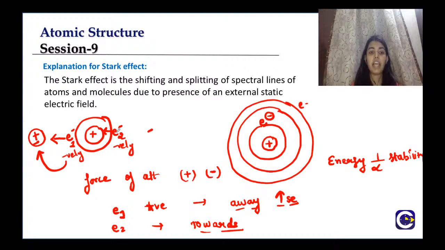But when the electric field was not applied, the distance of these electrons from the nucleus was the same, and therefore only a single line was obtained when the electric field was not applied, right? While when the electric field was applied, due to the difference in energies of E1 and E2 that was created, this particular line split into three. I hope it is clear.